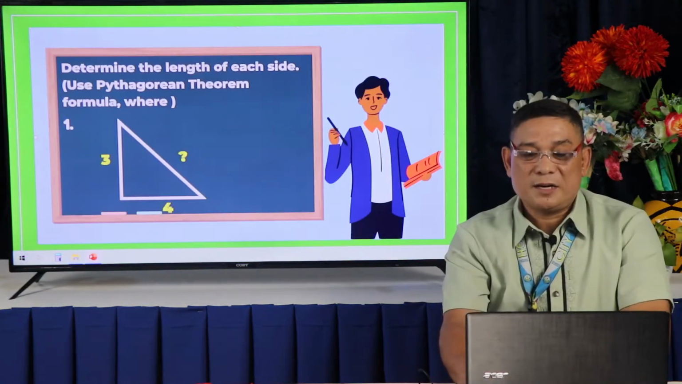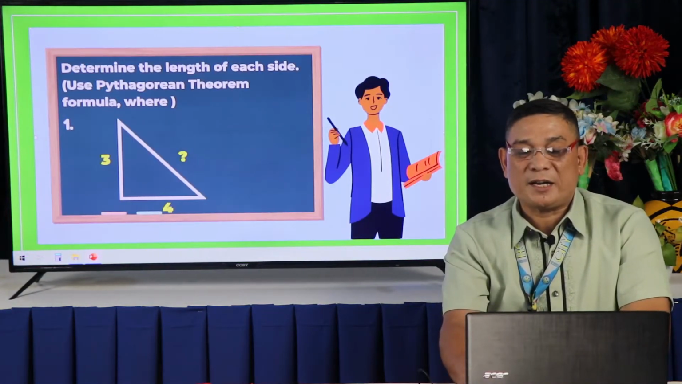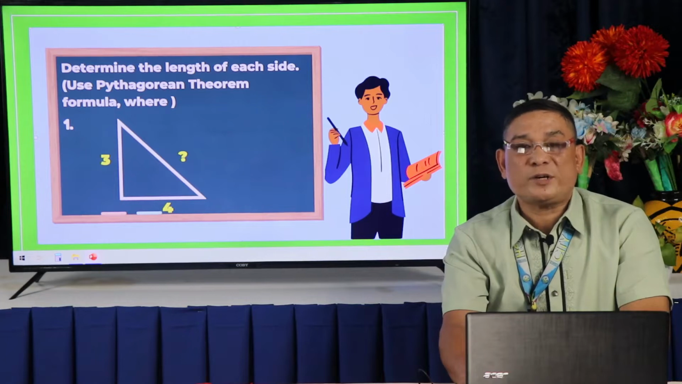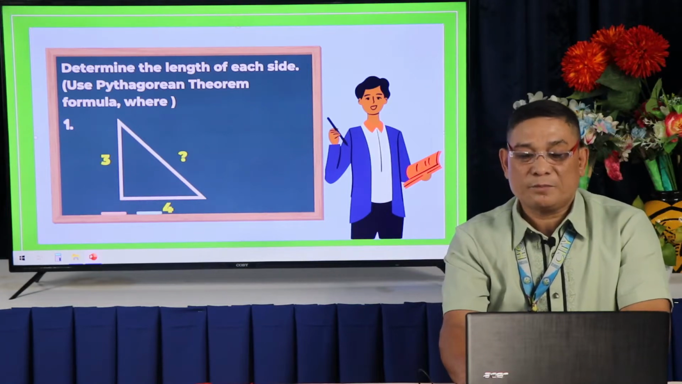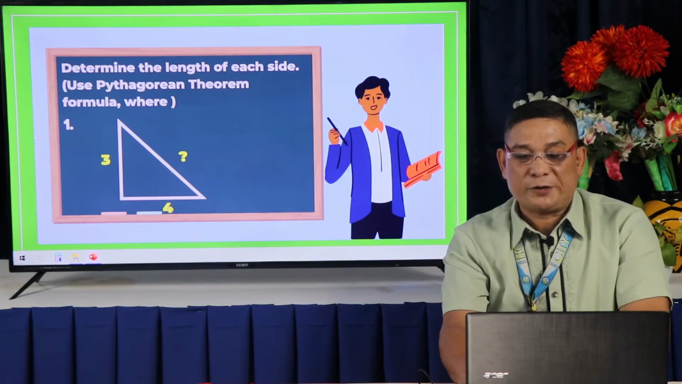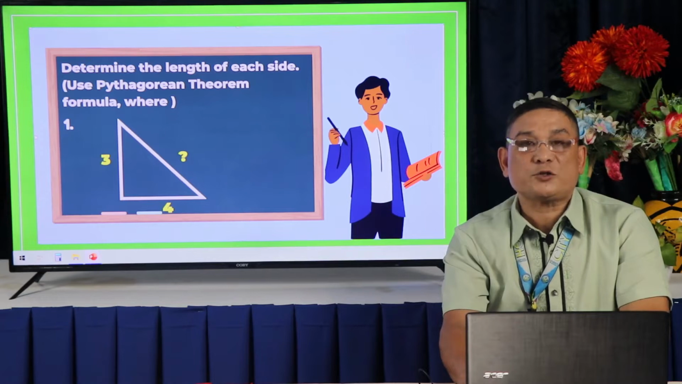Activity number 1. The length of one side of each triangle is unknown. Determine the length of each side. Use the Pythagorean formula, where C squared equals A squared plus B squared. Based on the first given figure, A is equal to 3, B is equal to 4, C is unknown. You have 5 seconds to answer.